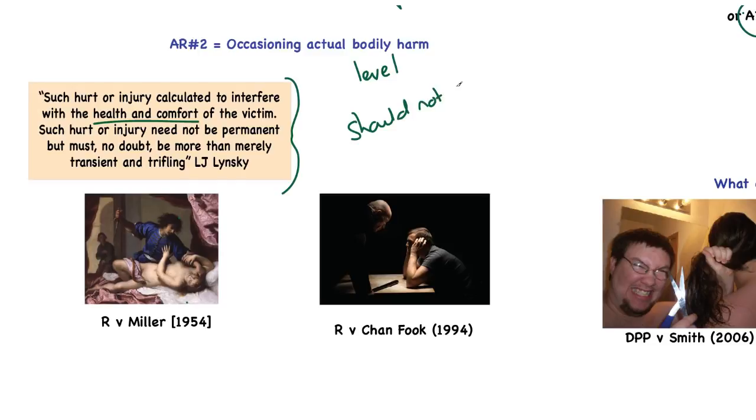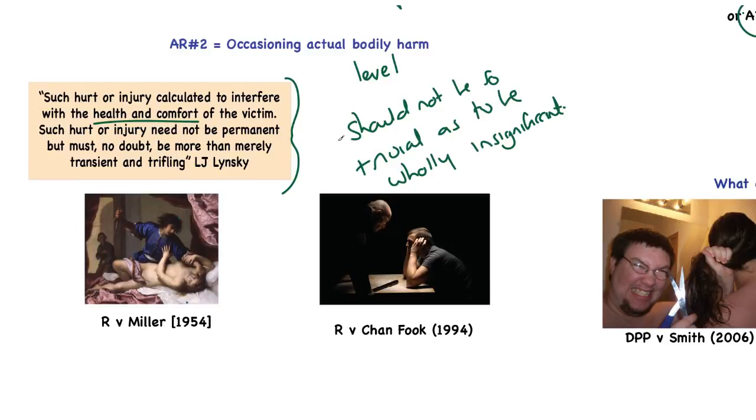should not be so trivial as to be wholly insignificant. Okay, so that's the key thing, the injury should not be so trivial as to be wholly insignificant. So those two things together help us to see what is ABH and what is not ABH.